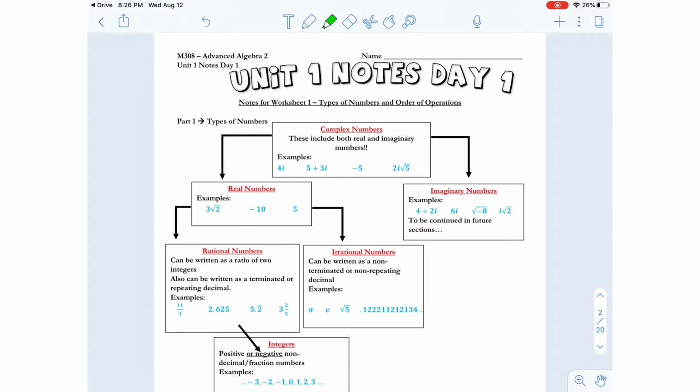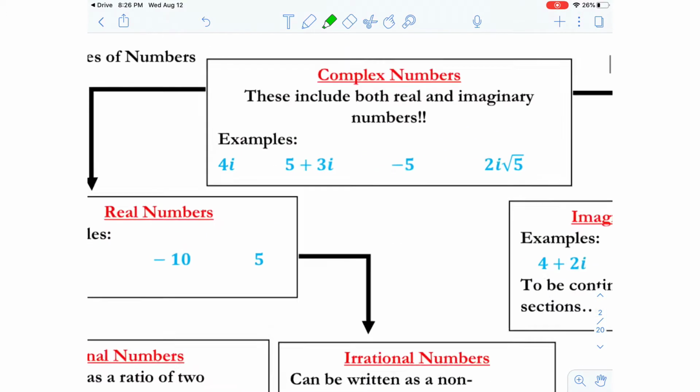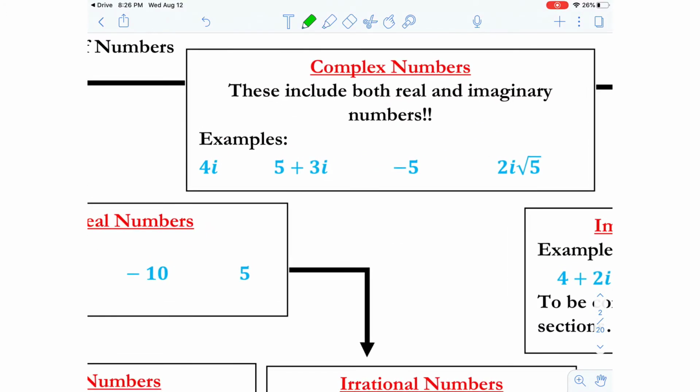All numbers in the world are considered to be complex. Complex numbers are like the big umbrella that all numbers are under. So it includes real and imaginary numbers, okay? So from there, by the way, here's some examples. Anything with an i is an imaginary number, and we're gonna have a whole unit on that in the future, okay? Every other number that doesn't have an i in it is called a real number.